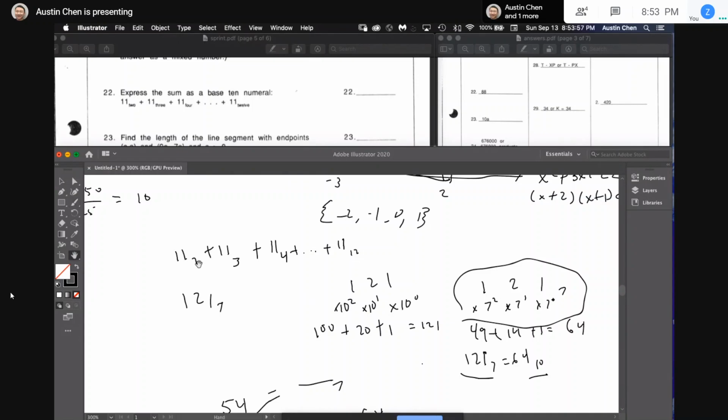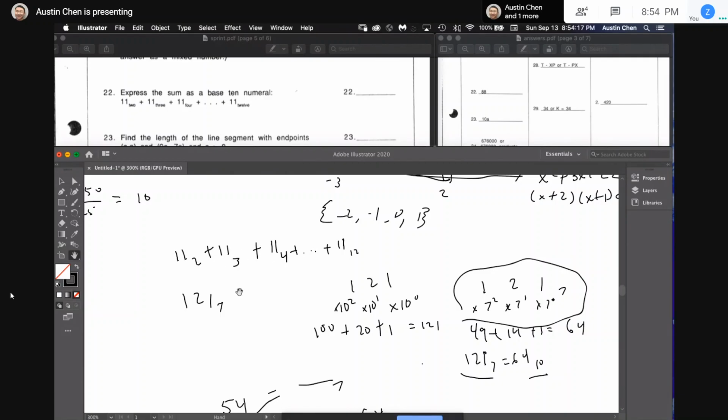Now, we see that 11 just has digits of 1, so it's not going to break any of these bases. Like, in base 2 you can only have digits of 1 and 0, but that's satisfied here. So we're good with that.